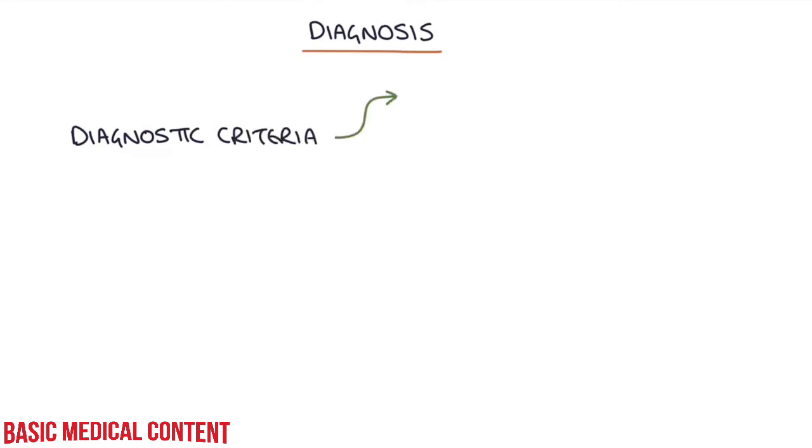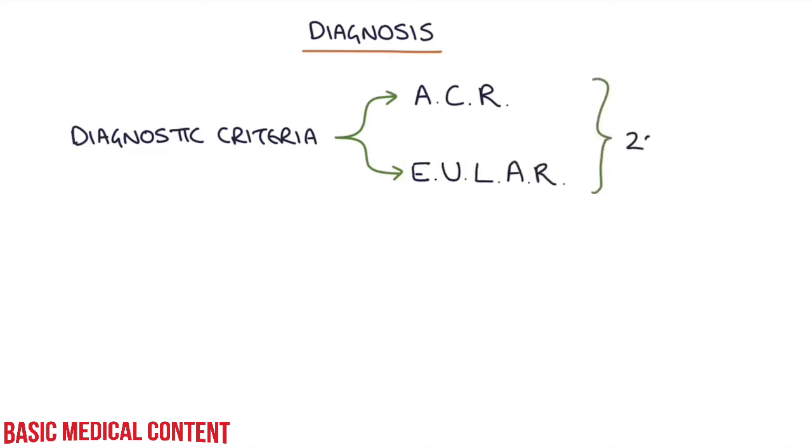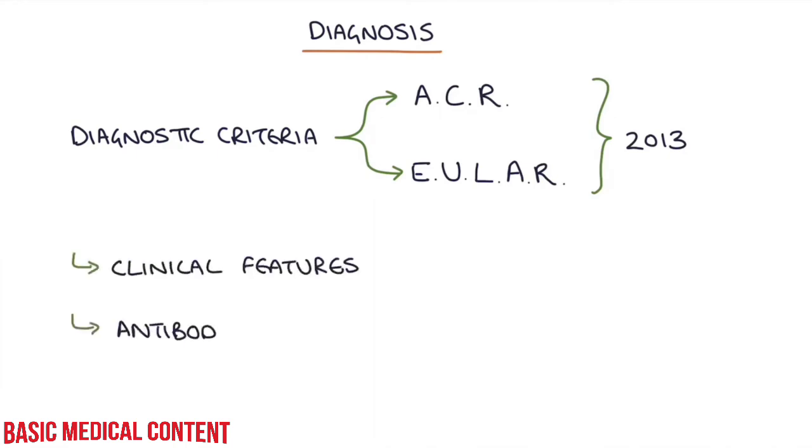So how do we establish a diagnosis? Well, there's diagnostic criteria that come from the American College of Rheumatology and the European League Against Rheumatism, which were published in 2013. And these criteria involve meeting a number of criteria for clinical features, antibodies, and positive nail fold capillaroscopy. It's not worth remembering the exact criteria, but just being aware that there are criteria for the diagnosis.